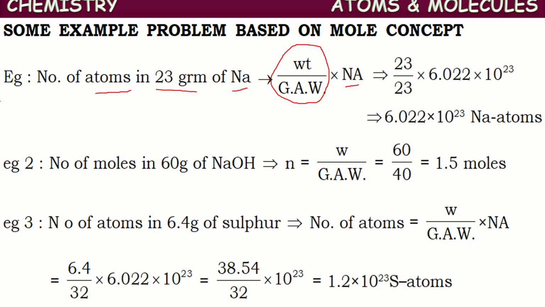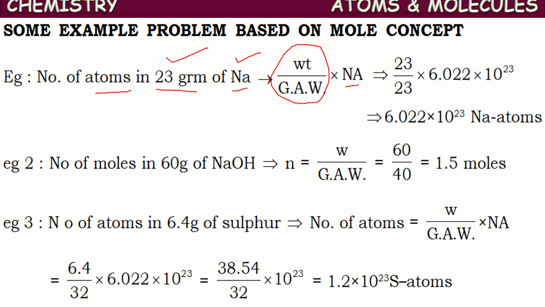So here the weight of the element is given. Gram atomic weight we already know. Sodium is how much? 23. So weight and gram atomic weight we know. With the help of these two quantities we need to find the moles. We know how many atoms 1 mole contains. If we find the number of moles into Avogadro number, it gives rise to the number of atoms present within the sample.